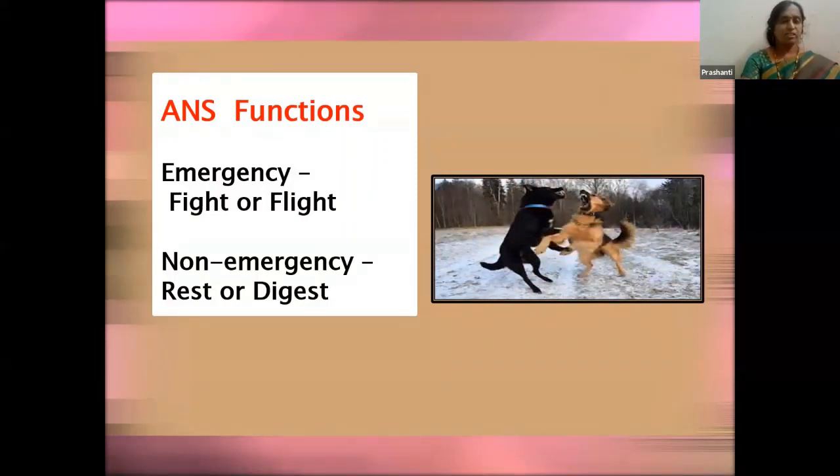What are the functions of the autonomic nervous system? It functions in both emergency, that is fight or flight, and non-emergency, that is rest or digest. So this is helpful in maintaining the homeostasis of the internal environment.